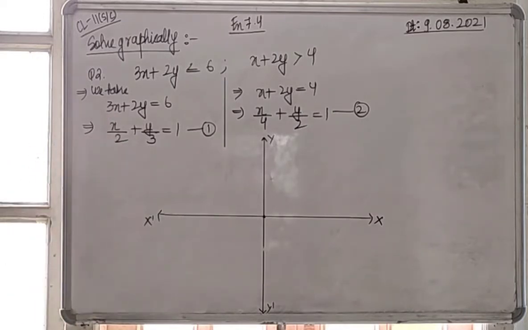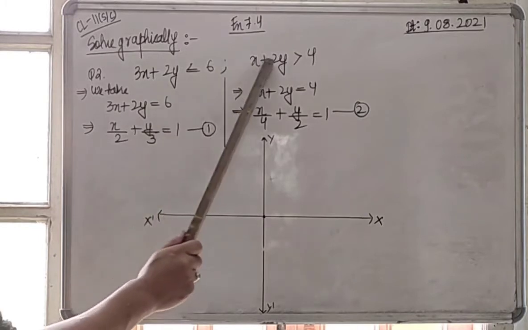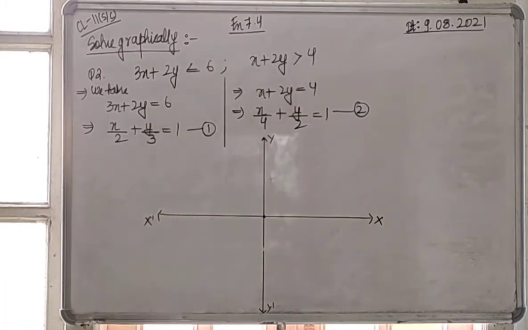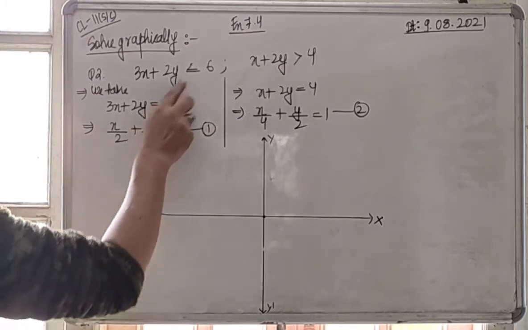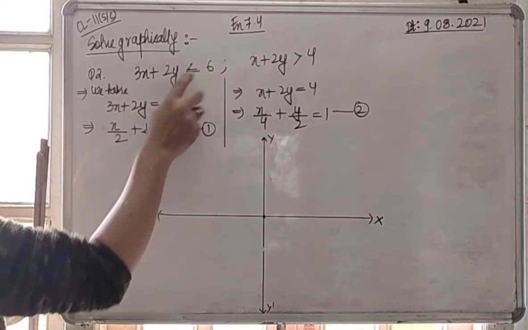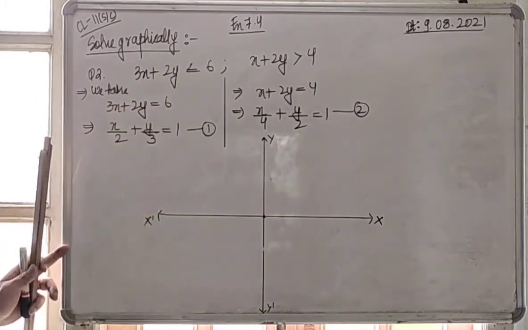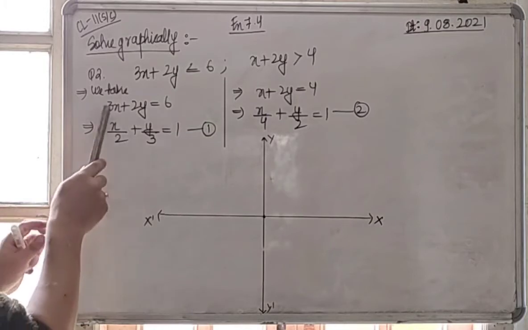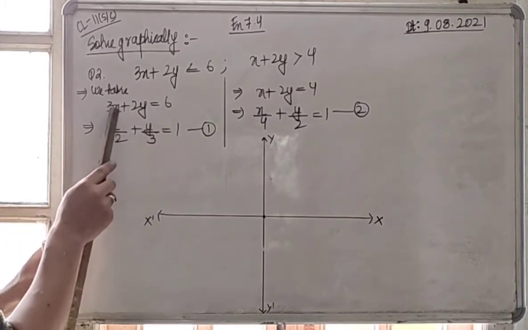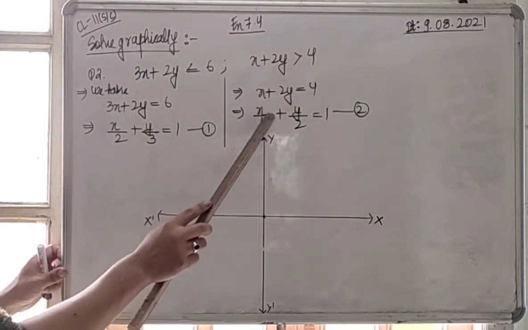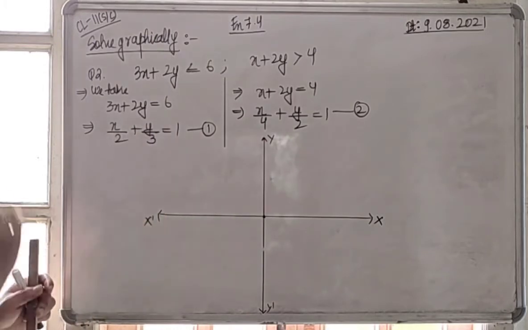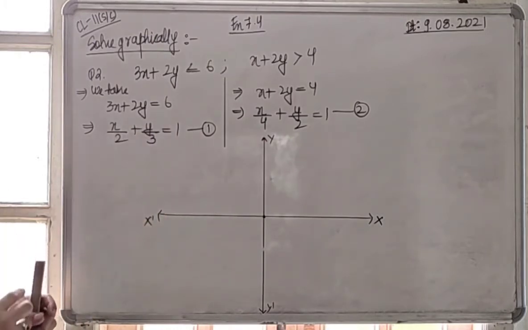Okay. Again, what to do? It's already given in the inequation form. Now try and write in terms of equations. So we take this as equals to and this as equals to. Taking this as equals to, you'll get 3x plus 2y equals 6. Make it into intercept form. This will be x by 2 plus y by 3 equals 1. I know you're clear with this. Similarly, x by 4 plus y by 2 equals 1. So this is equation number 1 and equation number 2.